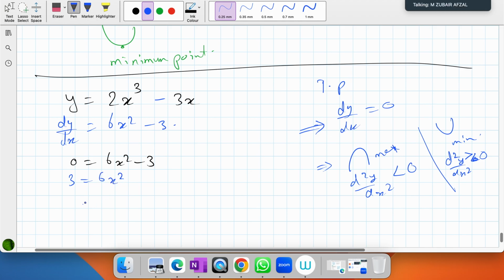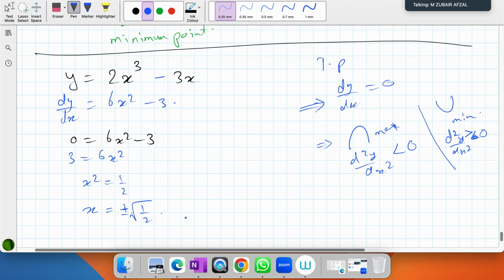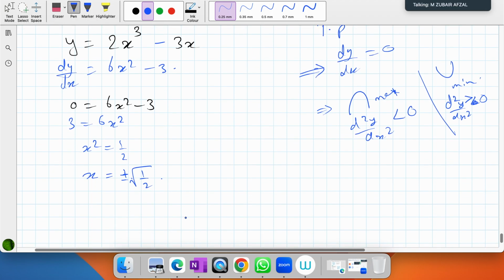3 is equal to 6x square, so x square is equal to 1 by 2, and x is equal to plus or minus square root 1 by 2. We know the value of x. We can substitute in the main equation to find the value of y. So y is equal to 2 into square root 1 by 2 cubed minus 3 into square root 1 by 2. This will be the value of y.